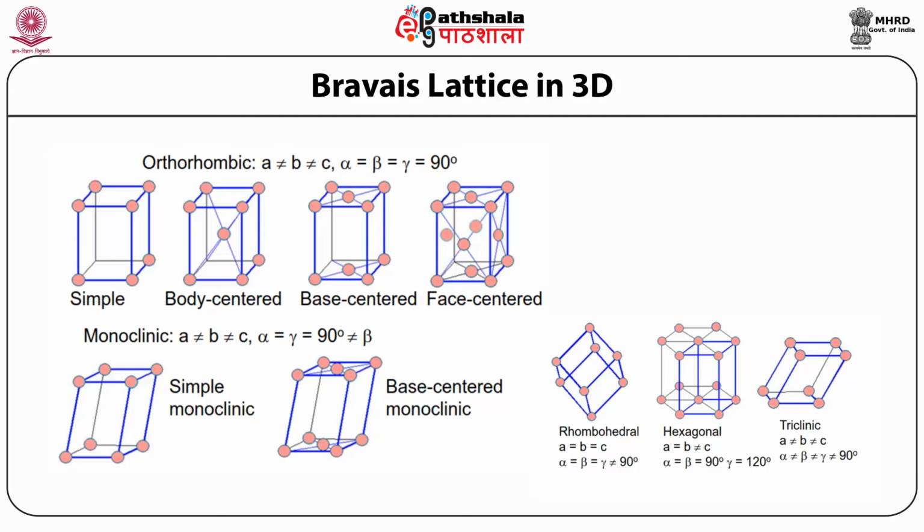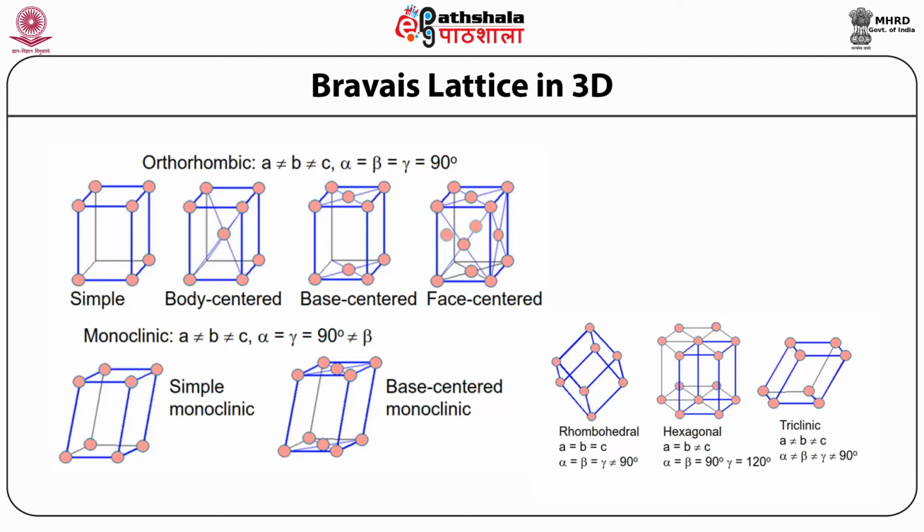And now the next structure is called rhombohedral, where A is equal to B is equal to C, alpha is equal to beta is equal to gamma, not equal to 90°. So here all angles are equal, but they are not 90°. The difference between this and the simple cubic one is that here, though all angles are equal, all axes are equal, but the angles are not 90°, they are oblique.